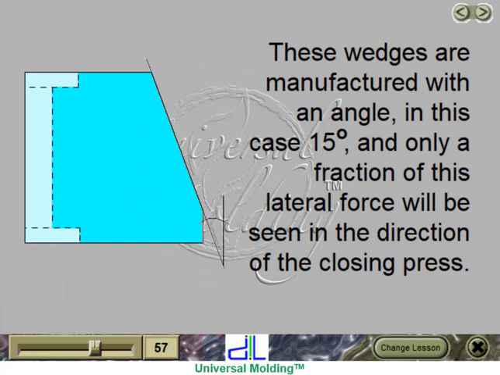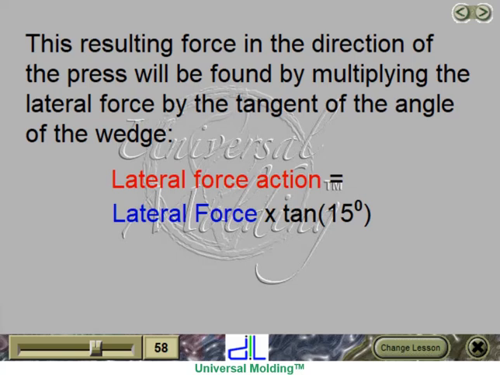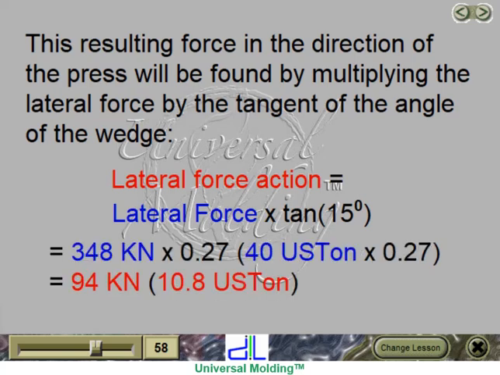These wedges are manufactured with an angle, in this case 15 degrees, and only a fraction of this lateral force will be seen in the direction of the closing press. This resulting force in the direction of the press will be found by multiplying the lateral force by the tangent of the angle of the wedge. Lateral force action equals lateral force times the tangent of 15 degrees, which equals 94 kilonewtons or 10.8 US tons.